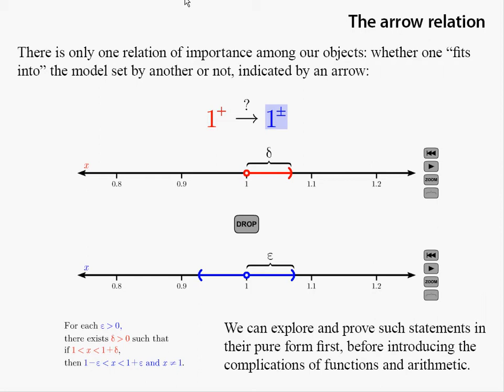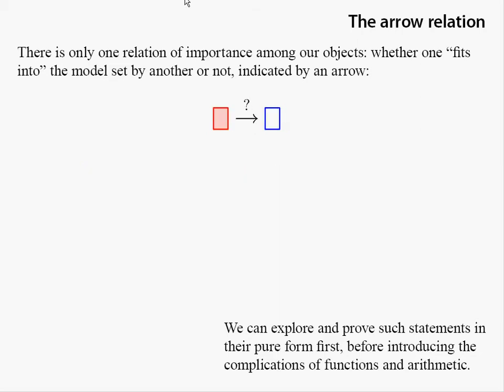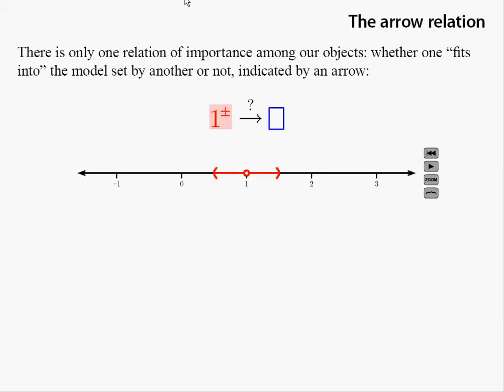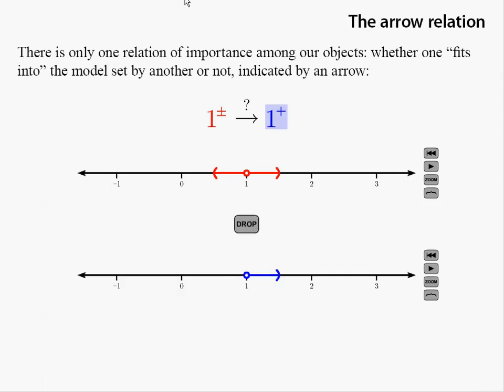Now, of course, if you're actually going to write some proofs, that makes a lot of complicated algebra, but the logic need not be encumbered with the arithmetic and the functions. We can see the concepts in their pure form here. Of course, this relationship is not symmetric. 1 plus minus certainly does not fit into 1 plus.